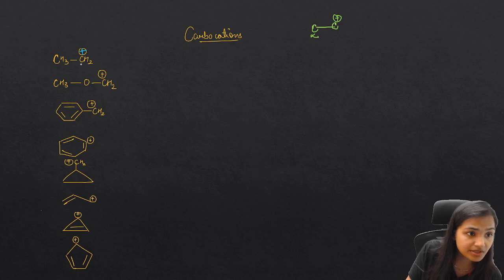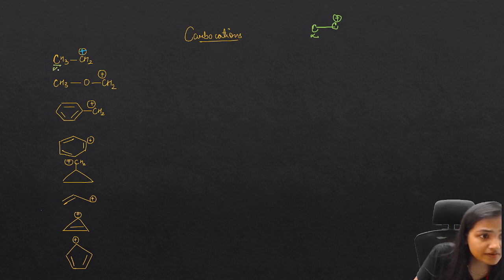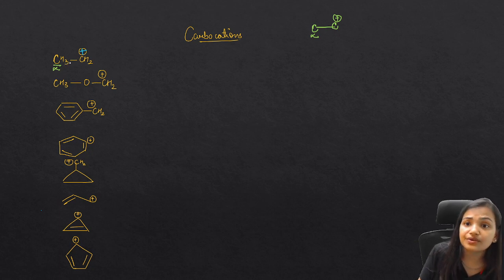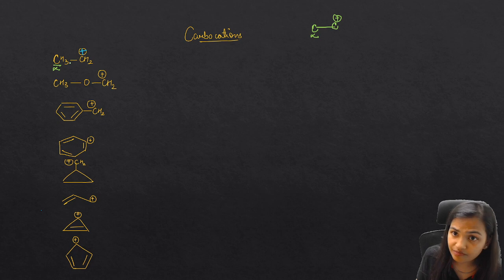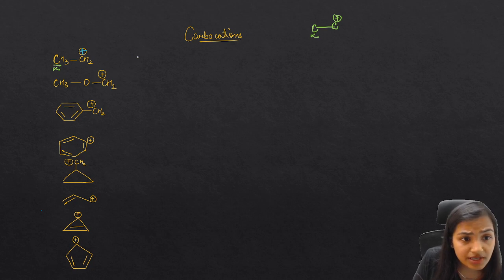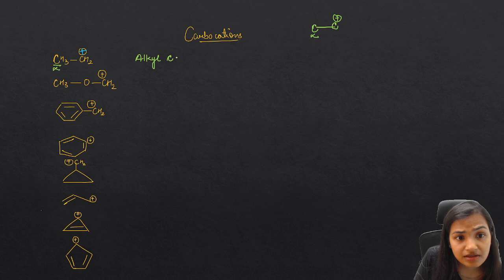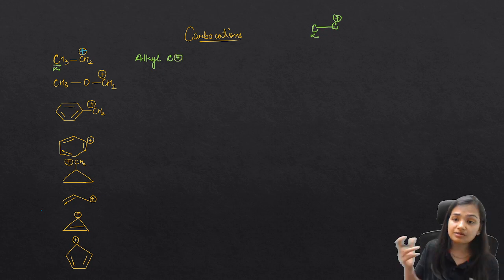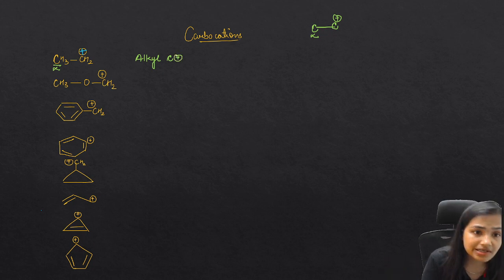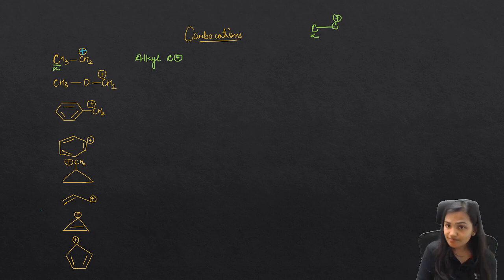So for this carbocation, when you see that this is the alpha carbon, you will find that here we have three hydrogen atoms. This is simply an alkyl group. So this is said to be an alkyl carbocation.